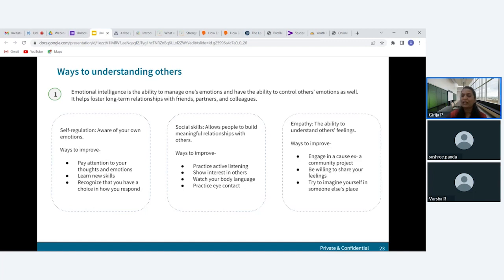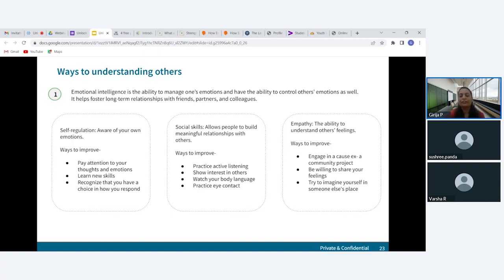Another way is to have empathy, the ability to understand others' feelings. How can you improve that? Engage yourself in a cause. You can volunteer in a community project, or any community awareness effort, like on mental health. It will help you to understand how others are processing it and how they are feeling it. And whenever you're asking anyone to share their thoughts, it's very important to share your own, how you are feeling as well, because it will create a platform where the other person will feel more confident and secure.